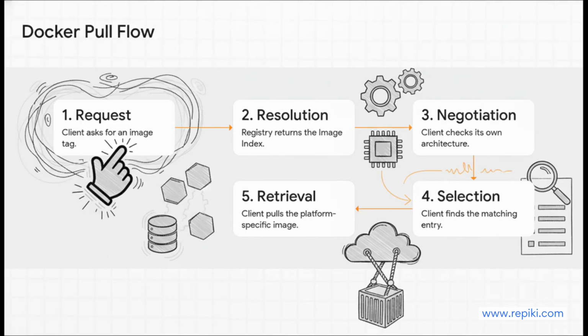And this is where the magic happens, all behind the scenes. When you type docker pull, your Docker client says to the registry, hey, I'm running on an ARM64 chip. The registry sends back that whole index, your client scans it, finds a line that matches its own CPU, and then boom, it pulls only that specific version. It's this seamless, totally automated negotiation that happens in seconds.